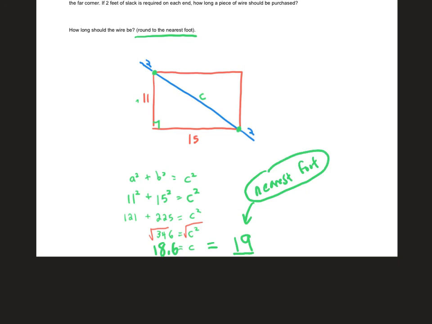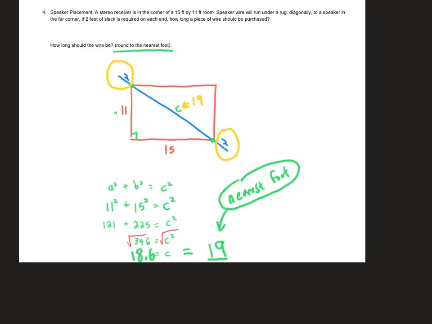And don't forget that we've got 2 feet of slack on both ends. So it turned out C was 19. And we're looking for how long the wire needs to be. So if we've got 2 feet of slack on the right, 2 feet of slack on the left, we're actually adding 4 feet to that. So ultimately we end up with a wire that needs to be 23 feet long.